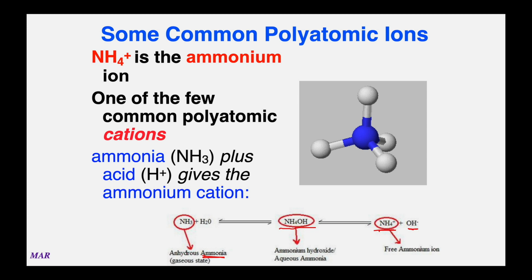And it's another thing that shows the importance of acids, the H+. Adding H+ or taking away H+ makes one or the other. But for right now, the important thing, ammonium is one of the few positive polyatomic ions, or cations, we're going to look at. And it is different than ammonia. Ammonia, you have to add an acid, H+, to make ammonium.